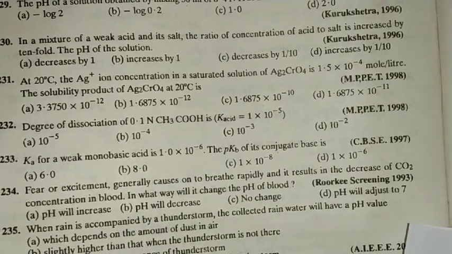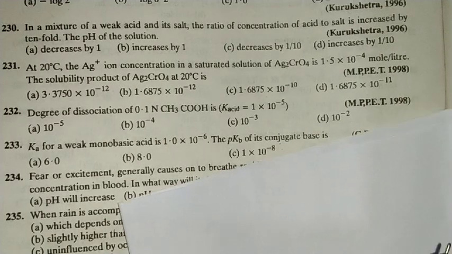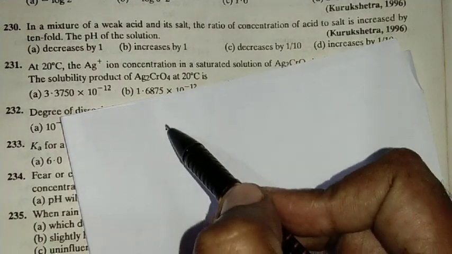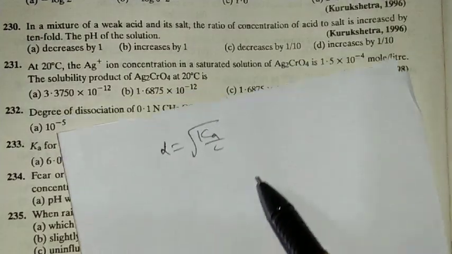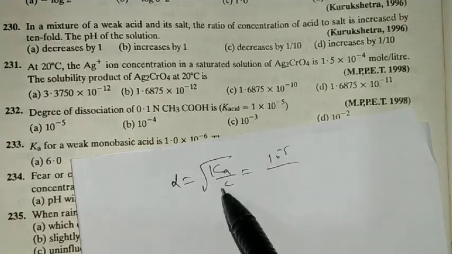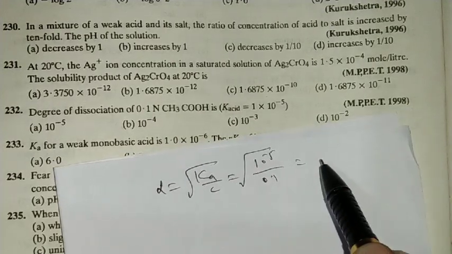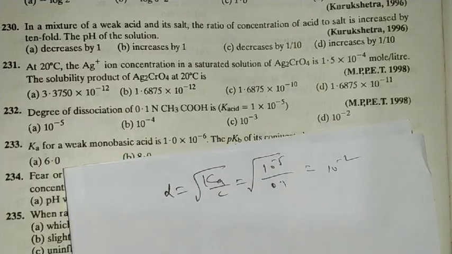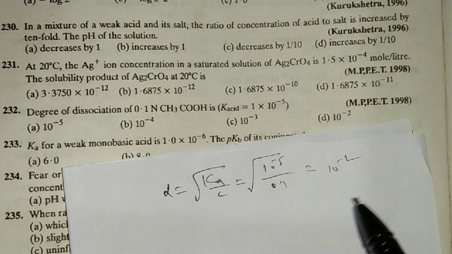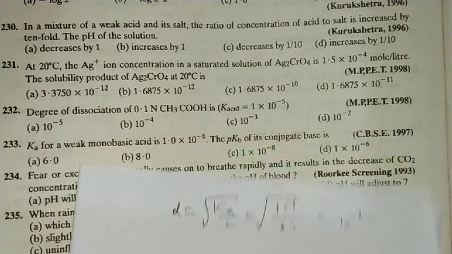Degree of dissociation of 0.1 N CH3COOH is... The Ka of the acid is given already. So degree of dissociation and equilibrium constant, what is the relation? Alpha equal to root of Ka by C, direct formula. So root Ka value, how much is given? 10 power minus 5. C, nothing but concentration, how much is given? 0.1. Is it okay? So if you simplify, you'll get 10 power minus 2. Is it okay? 10 power minus 2. So what is the appropriate answer here? So D. Is it okay? Right. Look at the next question.